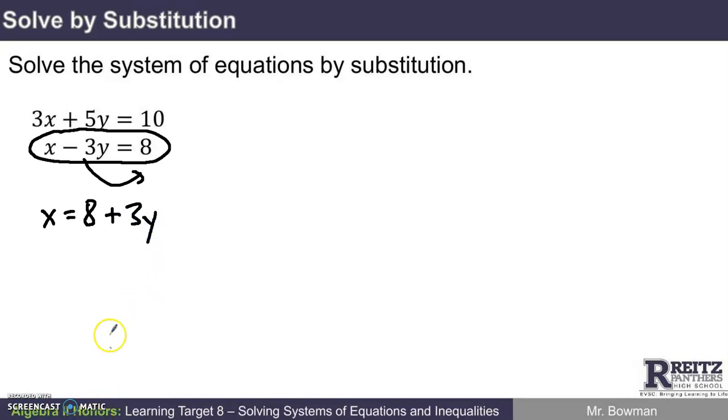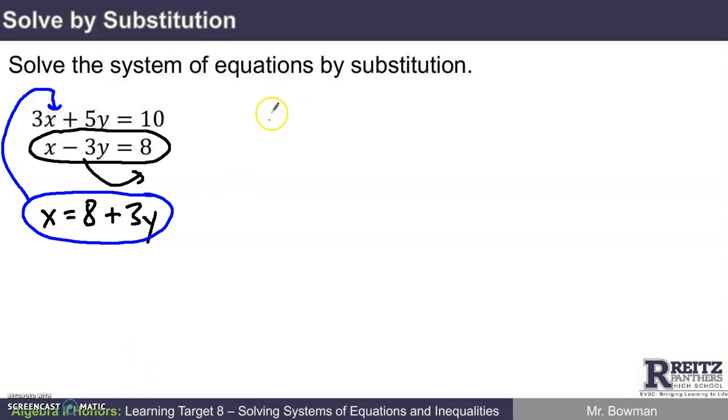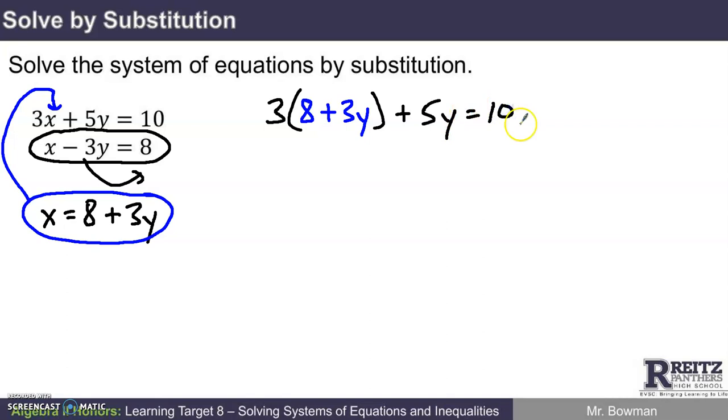And now I've got the situation where I think I can make a substitution. If x equals 8 plus 3y, then everywhere I see x in the other equation, I can replace x with 8 plus 3y. So that's exactly what I'm going to do. Instead of putting x, I'll put 8 plus 3y. So 3 times 8 plus 3y plus 5y should be 10. And we should be set up here now.